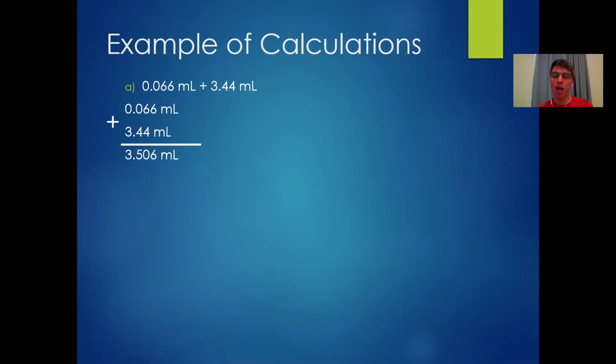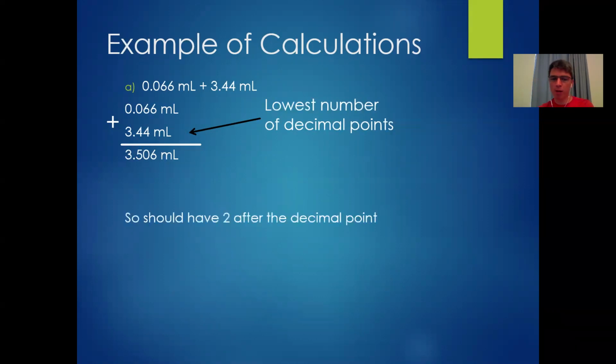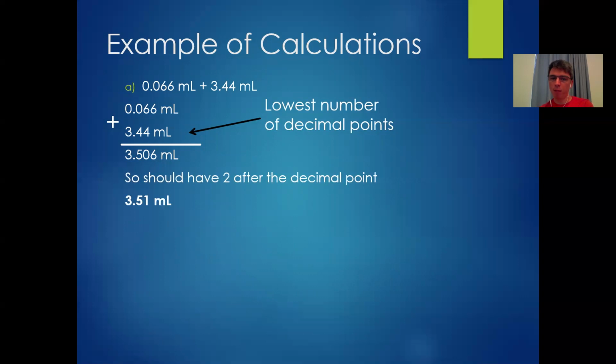Our first number has 3 decimal points. Even though it's only 2 significant figures, it's 3 decimal places. And we care about decimal places because we're doing addition and subtraction. Our second number has 2 decimal places. Even though it has 3 significant figures, we care about the number of decimal places. So our second number has the lowest number of decimal points, 2. So we need to round our answer to 2 decimal points. So the 0.50 are our 2 decimal points. We need to round based on the 6, which will round up to 3.51 milliliters.